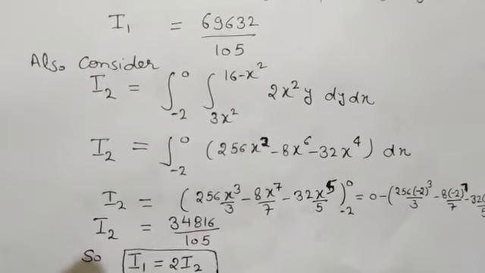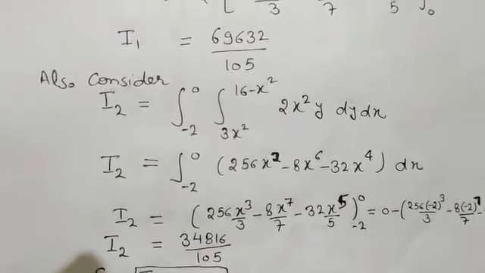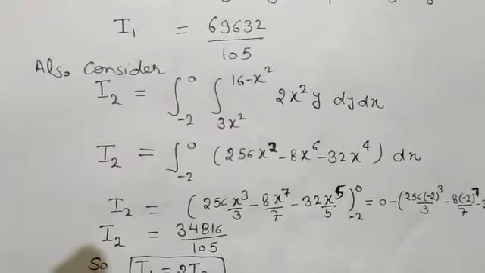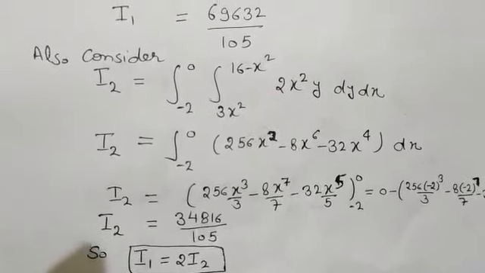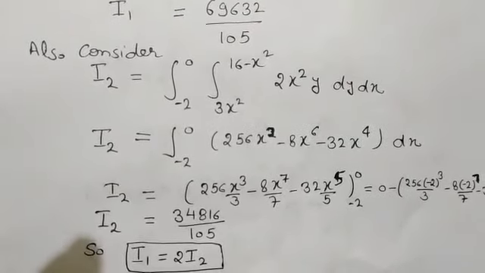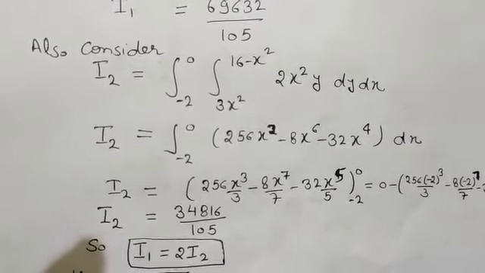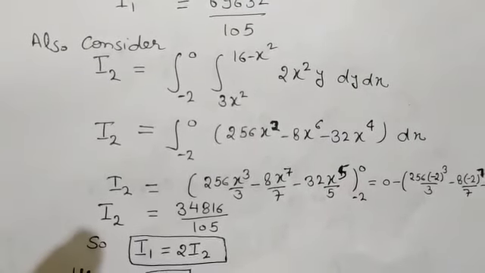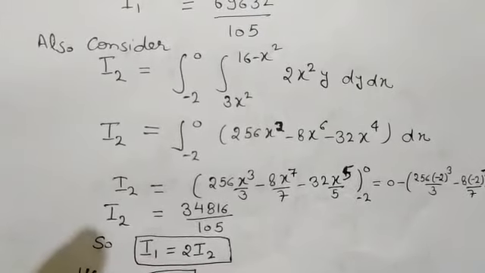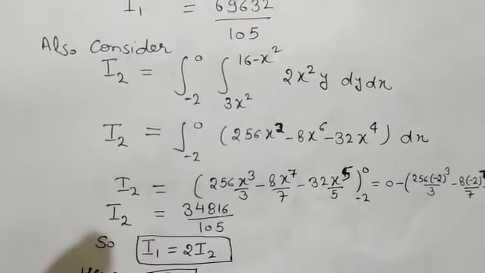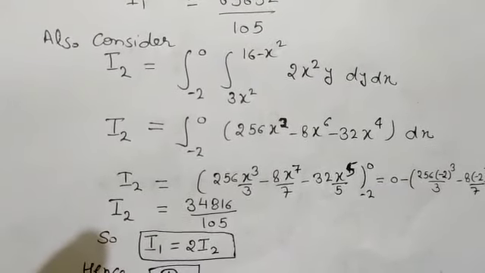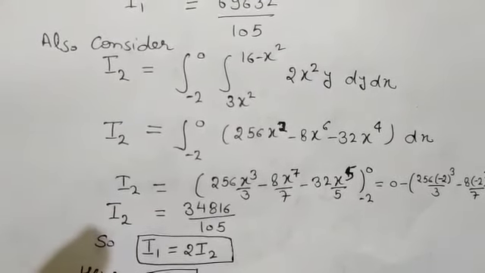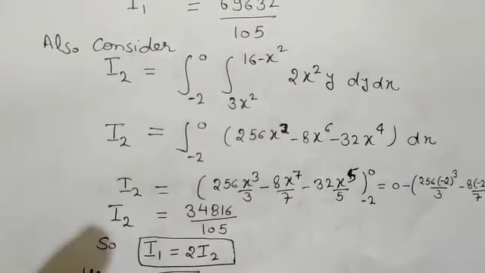When you compare this I1 and I2, you find that I1 is double of I2. So we can say that the first integration and the second one are related by such a relation: I1 is twice I2. It is a simple thing, but from it we understand how to integrate this type of double integration, as well as that such a relation exists in these types of integration.